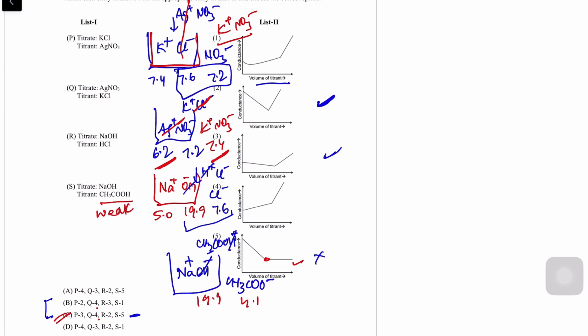P matches with 3, right? The slight decrease followed by increase. Q will match with 4, slight increase, and then again increase. R matches with 2, slight decrease, and then increase, and then S matches with 5, right? Sharp decrease from 19.9 to 4.1, and then almost no change. So that is the correct answer.